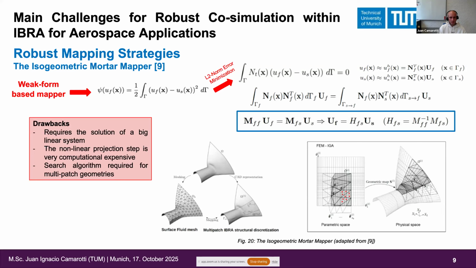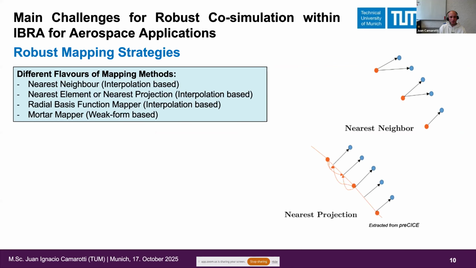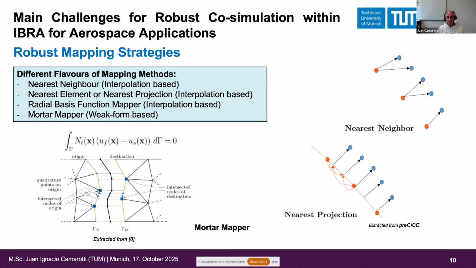So this mapping has some drawbacks. First of all, it requires the solution of a very big linear system. It also requires the projection of the FEM or finite volume domain onto the isogeometric discretizations, which is also very expensive. And in the case of multi-patch geometries, a search algorithm needs to be done in order to know to which patch a node will be projected. So in order to avoid all these drawbacks, we investigated different mapping strategies like nearest neighbor or nearest element or radial basis function mapper, which are interpolation based mappers, which are less expensive than the mortar mapper.